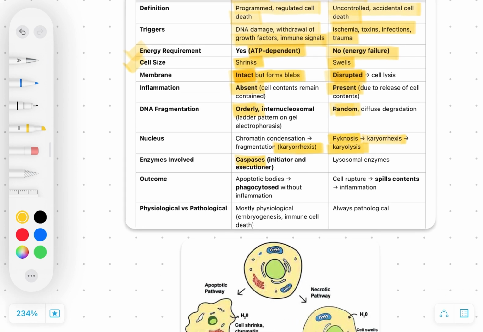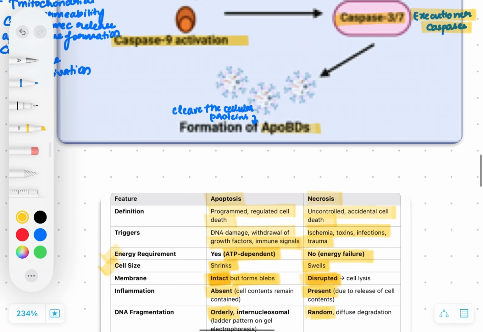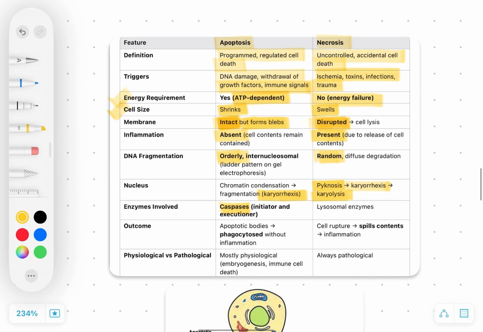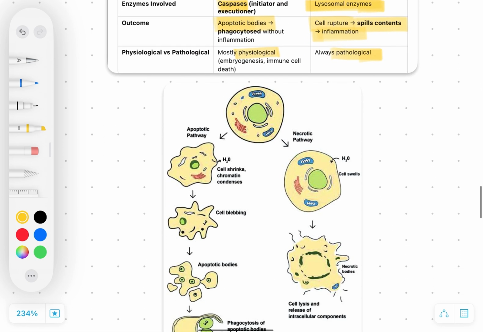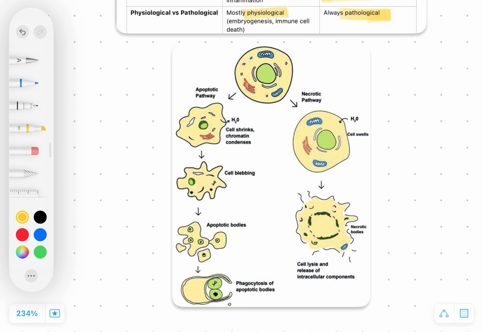Enzymes involved are caspases, that is initiator and executioner. Executioners are caspase 3 and 7, as we already saw. In necrosis, lysosomal enzymes are involved. Here apoptotic bodies are formed, and in necrosis, there is cell rupture along with spillage of contents which leads to inflammation. Apoptosis can be both physiological and pathological. Necrosis is always pathological. So coming to this, here is a diagram showing apoptosis versus necrosis.